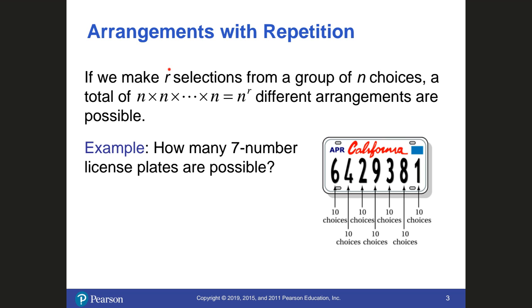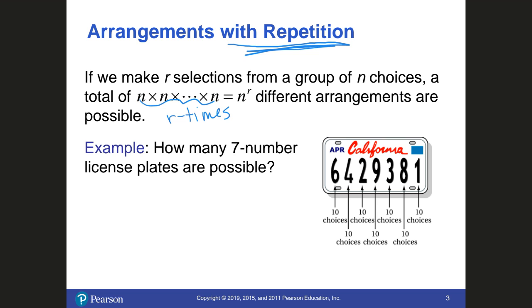If I'm going to make R selections from a group of n choices, then I have a total of n times n times n, and so on, R times. That's how many different arrangements there are. All right, so this is with repetition. That's the important thing to remember. This isn't as complicated as that formula and this description makes it sound, okay?